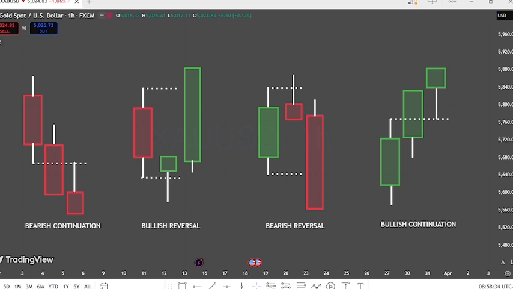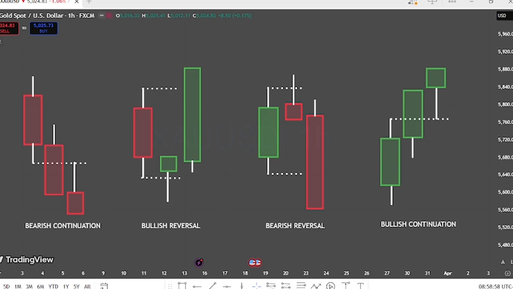Today we are diving into a very interesting topic and a very interesting strategy at that. CRT, Candle Range Theory. Today I will show you a concept called CRT and it will help you to time the market better.